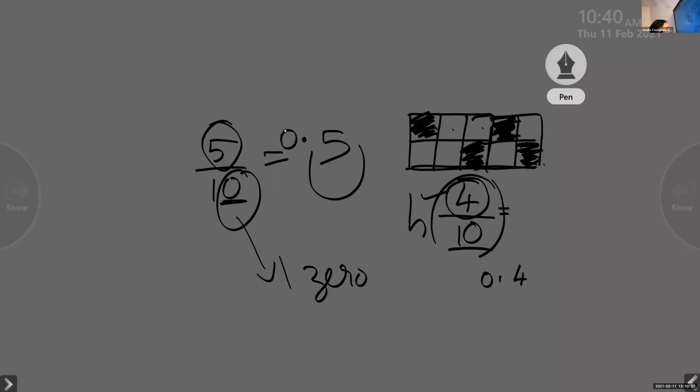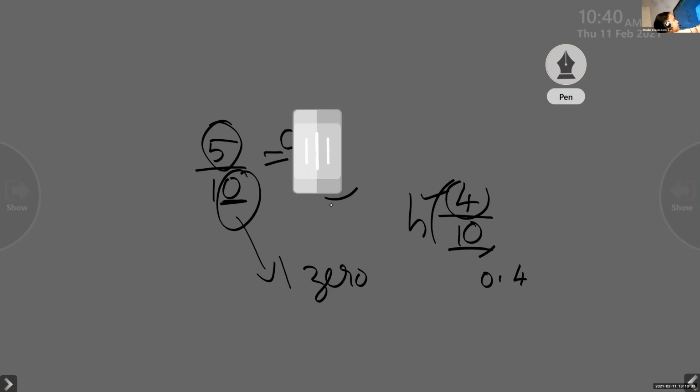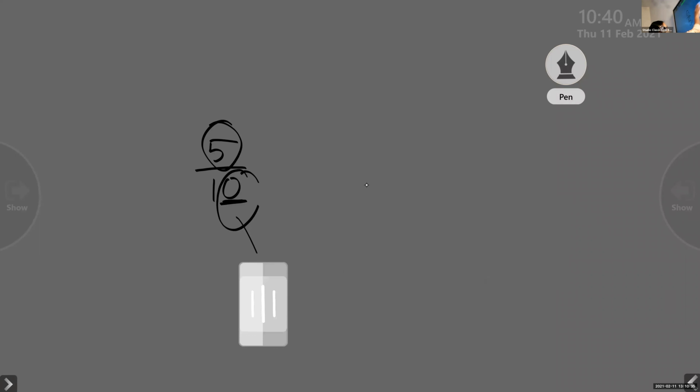This is page number 42. Children, no need to draw the picture. This picture is already in your book. Just to show, I have drawn it here. We have it already in our book. Page number 42, question number 17.